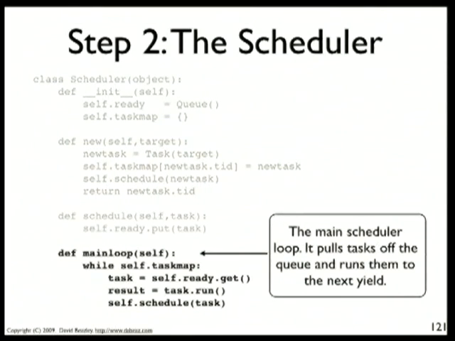And then as far as how a scheduler works, it's basically just a big loop. It's looping while there are actually any tasks. This task map is a dictionary of things that are there. What I'm going to do is pull things off that ready queue. Basically, give me a task, run it, and then when that run returns, I'm going to put it back onto the queue.